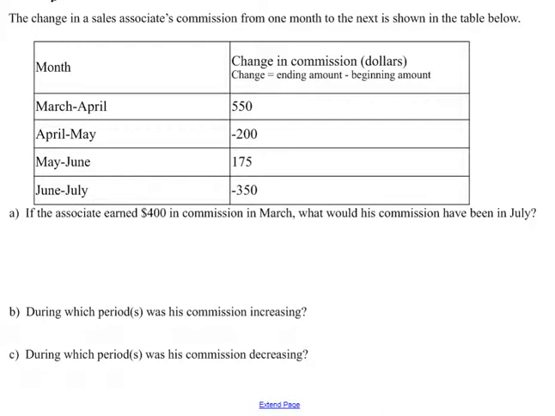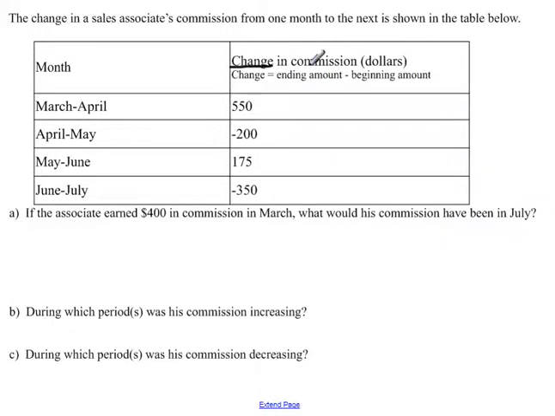The change in a sales associate's commission from one month to the next is shown in the table below. So let's take a look at this table. We have a variety of monthly periods: March to April, April to May, May to June, and June to July. Notice that we don't actually have the amount of commission in this column. They've given us the change in commission. Remember, the change is the ending amount minus the beginning amount. So that's where these numbers came from.